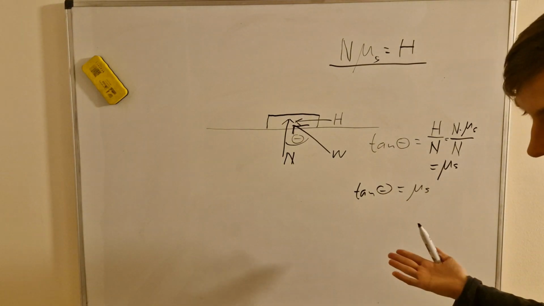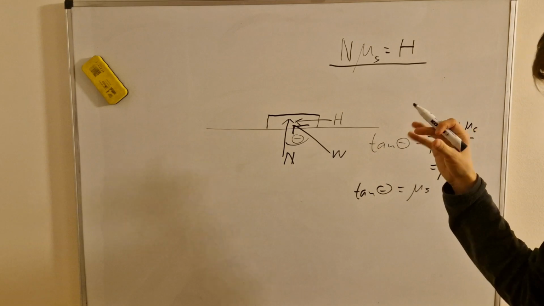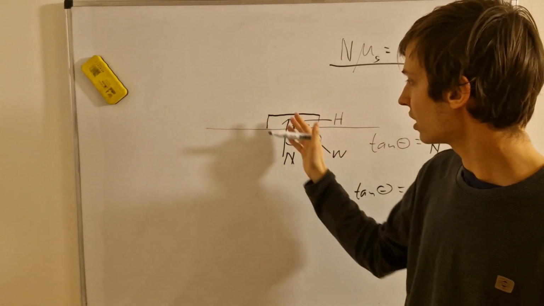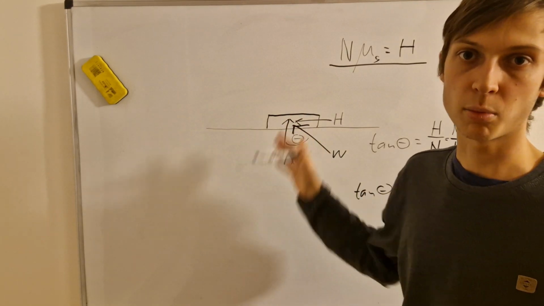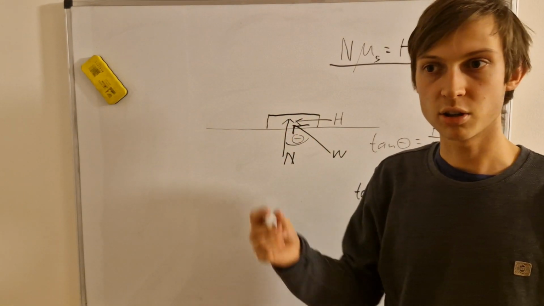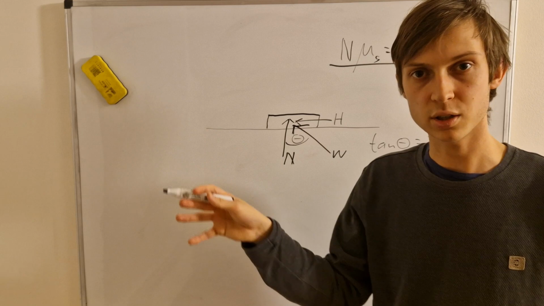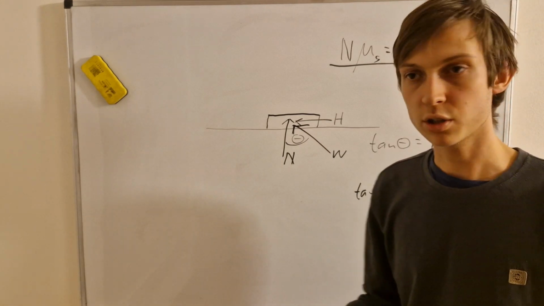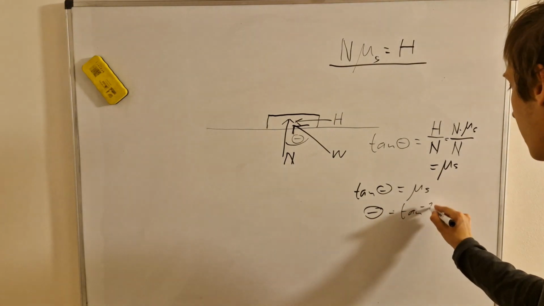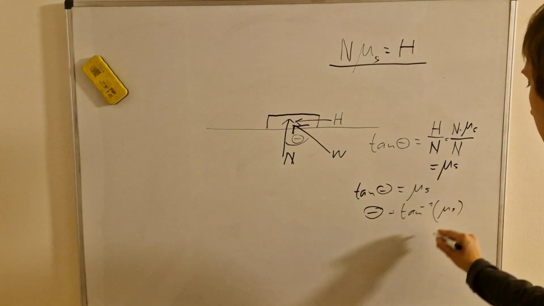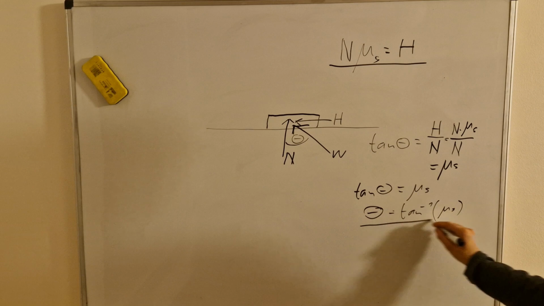And so that says that if we have this W kind of resultant force, the angle at which it is with the perpendicular normal force is going to be the arctangent, or inverse tangent, of the static coefficient of friction, which is interesting. So theta will be the inverse tangent of the static coefficient of friction. So that is interesting to see.